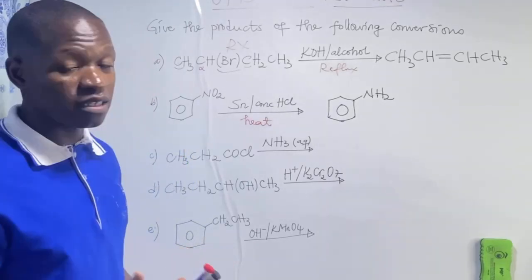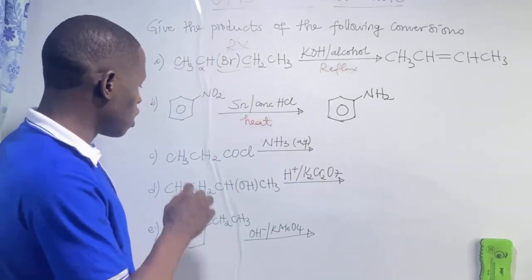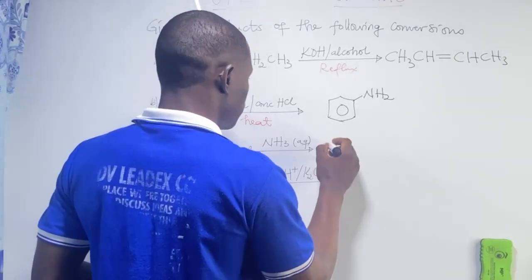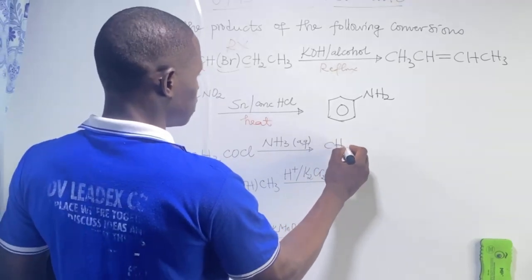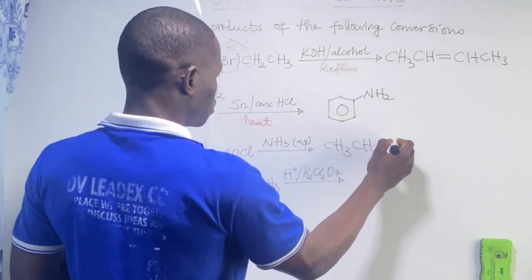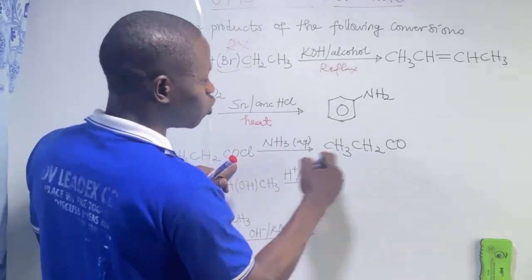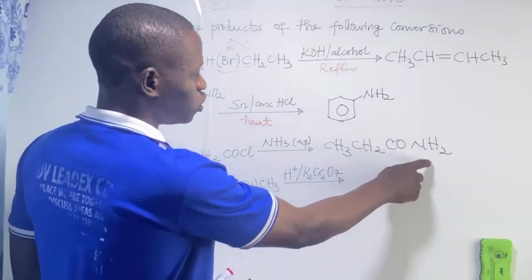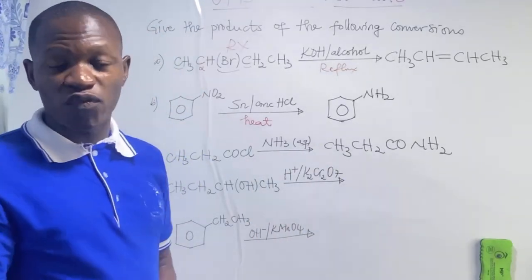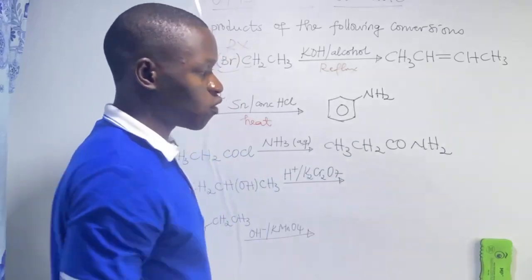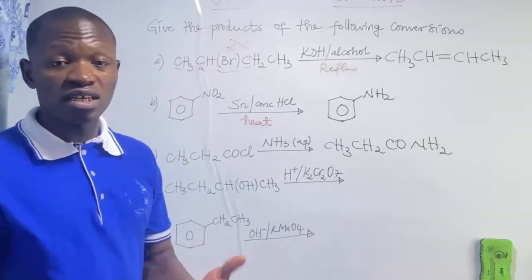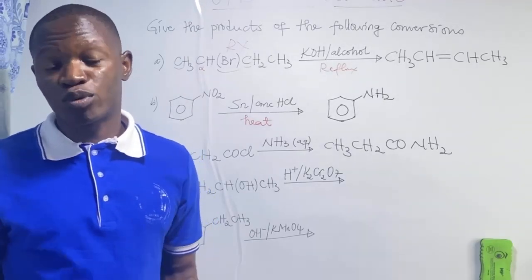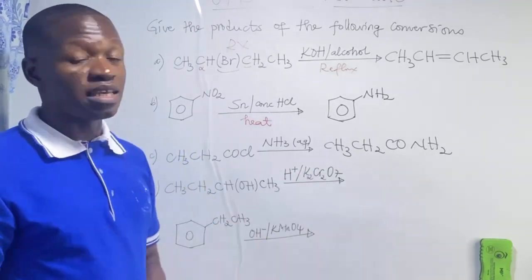RCONH2, right? So the product will be CH3CH2CO. We replace the chlorine by NH2, right? Then the other hydrogen from ammonia will combine with the chloride to form hydrogen chloride. So another product formed there is hydrogen chloride. But generally, when you're asked to write products of reactions in organic chemistry, you are writing the major product, the most important product, and that is the amide.